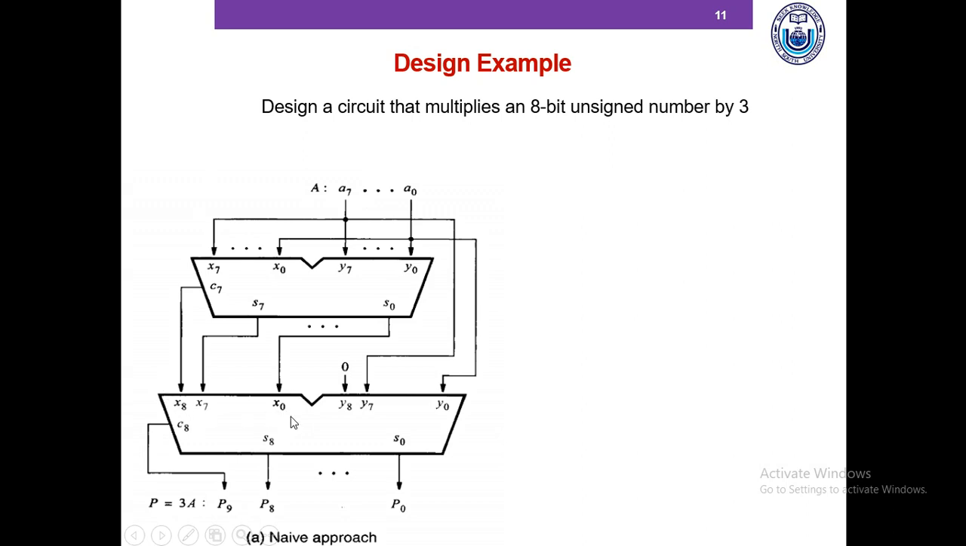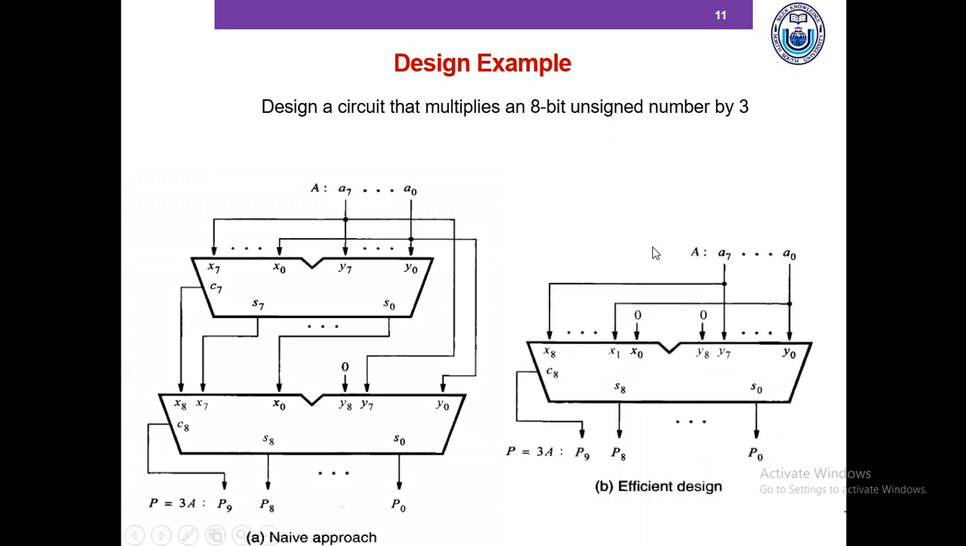So the key point is the sum of two n-bit numbers requires us to store in an n+1 bit storage. So if we're summing two 3-bit numbers, for example, the output can be 4-bit, so we need to store the sum in a 4-bit storage or 4-bit memory. Now this is a rather naive approach. There is an efficient way to design this.